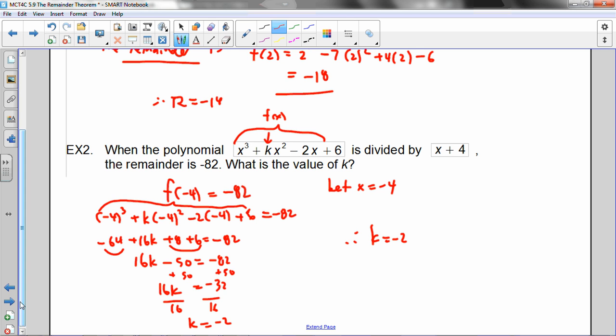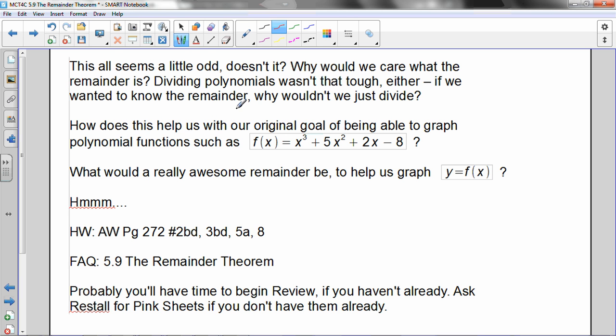All right. Well, I got a little blurb at the end here. This all seems a little odd, doesn't it? Why do we care what the remainder is? If we did care what the remainder is, why didn't we just use long division? It wasn't that tough. It was a couple of minutes, and it was kind of strange and a bit fun to divide polynomials. Why wouldn't we just divide if we were so interested in the remainder? And even the division, how does this help with our original goal of being able to graph polynomial functions? I mean, that's how we started this whole mess on polynomials, is I gave you a polynomial like that, you clunked it into the calculator, and we started looking about how to graph it without the calculator. What does this remainder theorem help us do this?